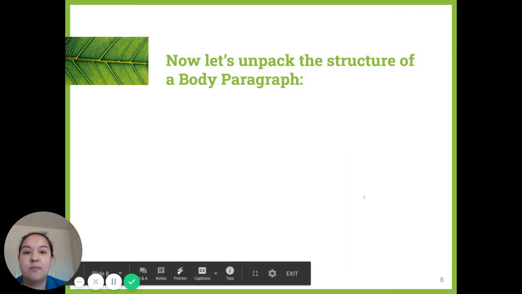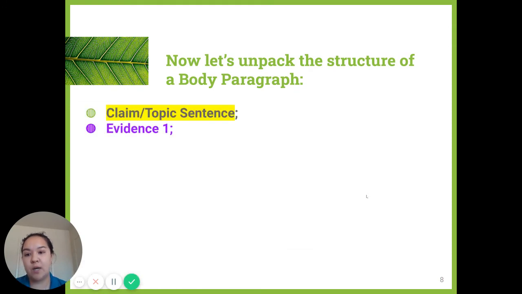Okay, now let's unpack the structure of a body paragraph. Each body paragraph, what should it include? You probably already noticed that it has the same structure that repeats over and over again as many times as you need. We would start with the yellow highlighted sentence, claim or topic sentence.